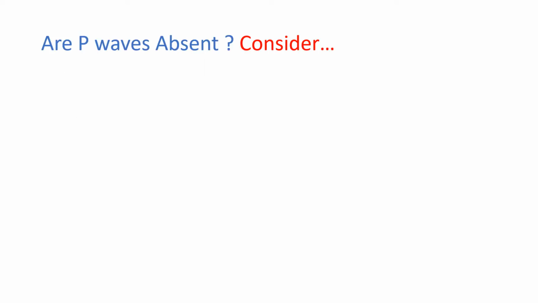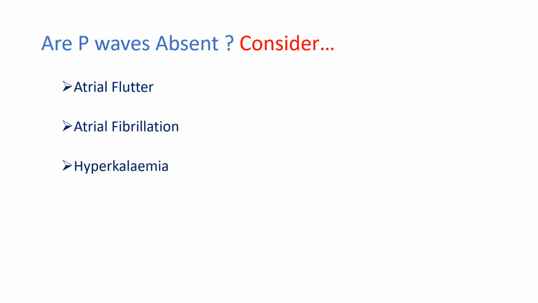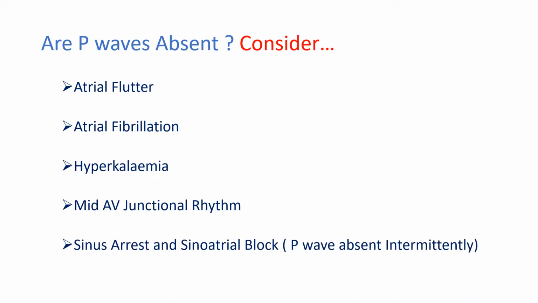Okay, let's move to the first topic. Are P waves absent in the ECG? Then what are the clinical conditions that should come into your mind? Absent P wave may result from atrial flutter, atrial fibrillation, hyperkalemia, mid-AV junctional rhythm, and P wave intermittently absent in the sinus arrest and sinoatrial block.